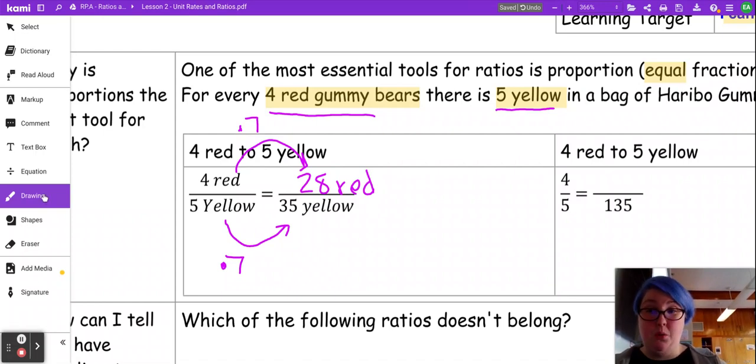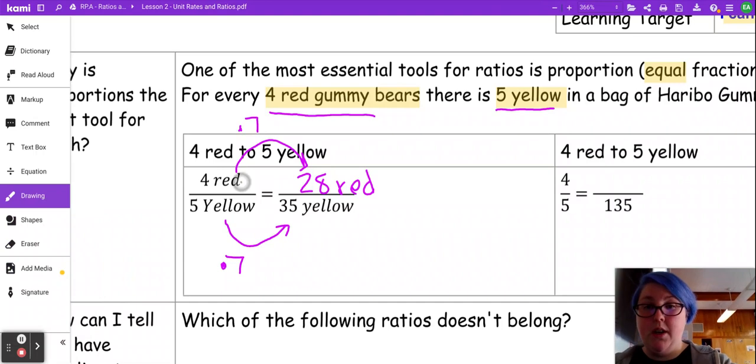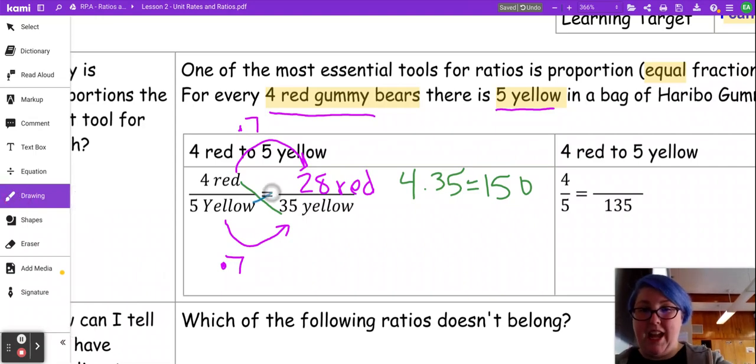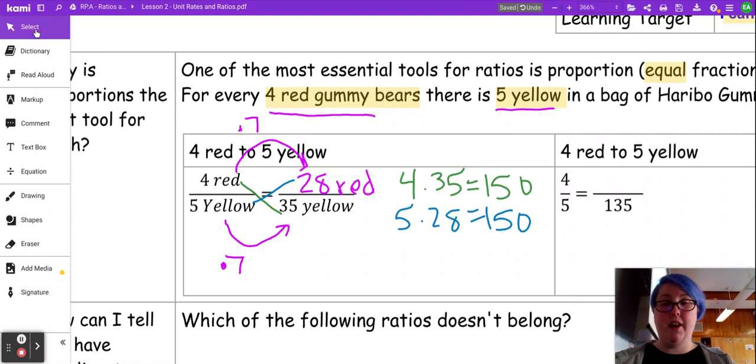The really cool thing we can do is check and make sure that we did our math right by looking at the cross of each of these. So we are going to do 4 times 35, that gives us 140. And we are also going to do 5 times 28, and that gives us 140. We have made equivalent proportional ratios, fractions.